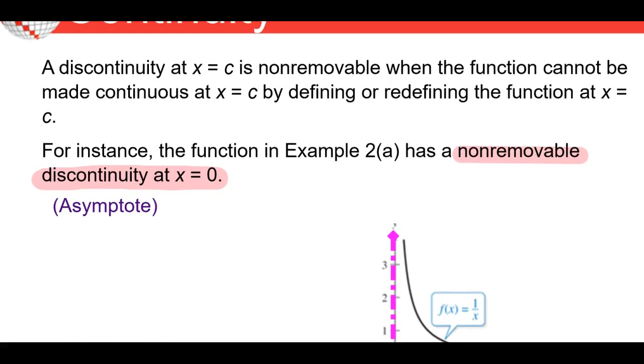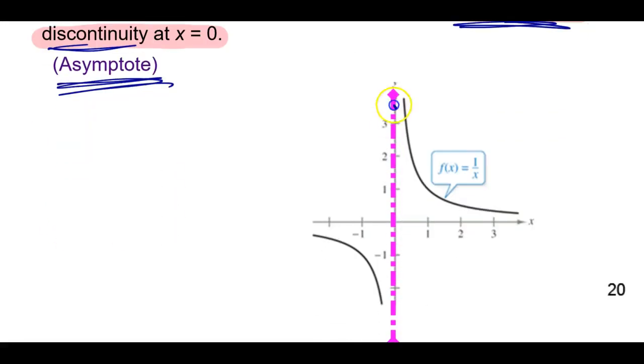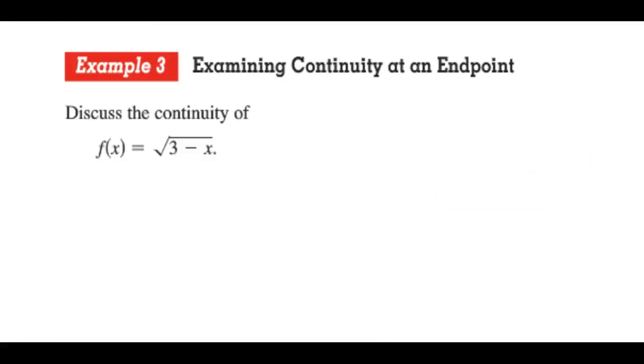Sometimes another example of discontinuity is where you have a non-removable. So if it's a factor that you can cancel, it's a removable. But a non-removable has a discontinuity, and that's usually called an asymptote. And there's the example where x can't be 0, so that causes a discontinuous place.